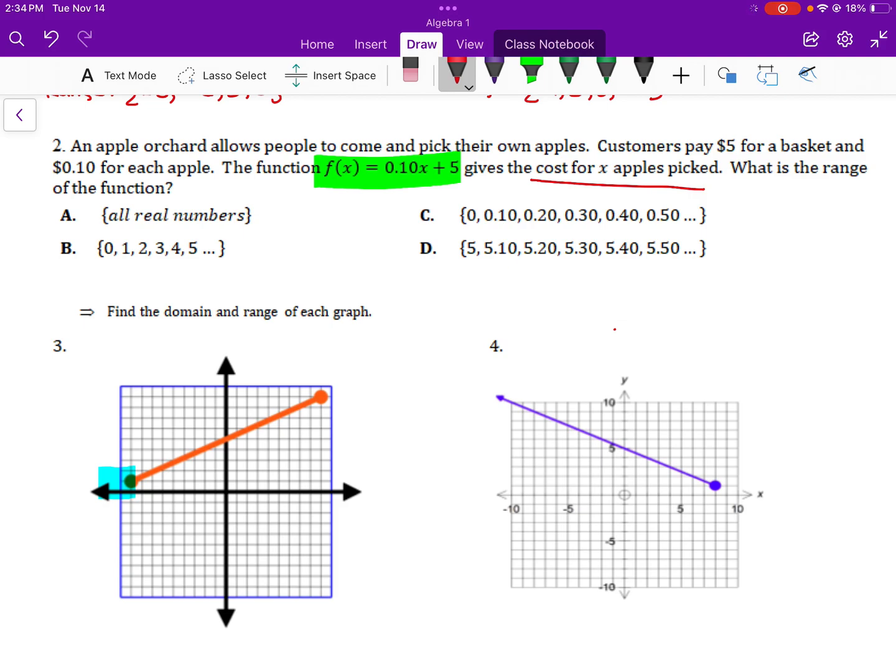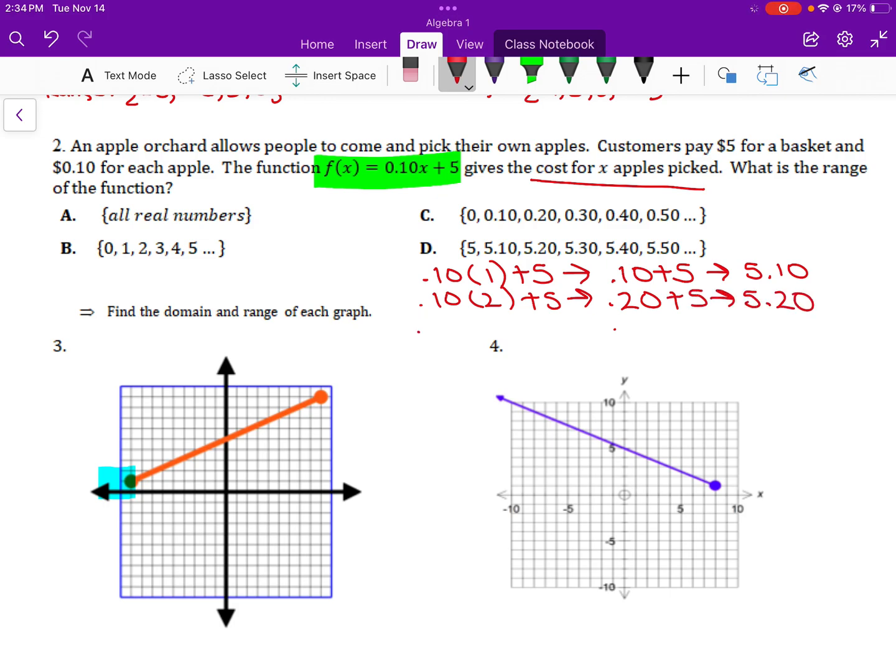So we could even plug in some values and see what's generated. If I put in a 1, 0.10 times 1 plus 5, that's going to be 0.10 plus 5, which is 5.10. If I put in a 2, 0.10 times 2 plus 5, that would be 20 cents plus 5, which is 5.20. And then if I continue that on, notice that I'm going to have a pattern here. 0.30 plus 5, which is 5.30. Okay, and that pattern is going to continue. If I even put a 0 in, I'm noticing that at the bare minimum I have to spend $5. So that's going to be my list of possible outputs.